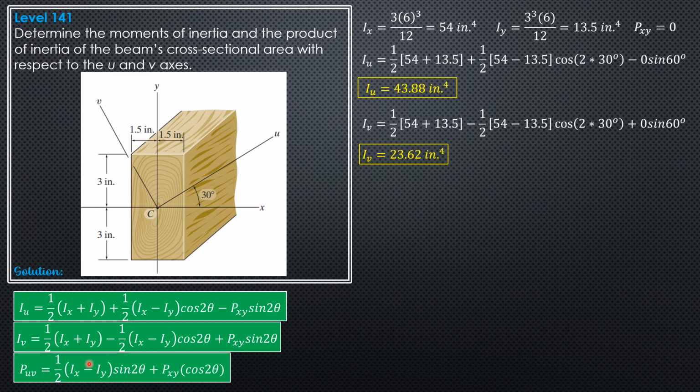Puv is 1 half of quantity 54 minus 13.5 sine of 2 times 30 degrees, or sine of 60, plus 0 cosine of 60. So Puv equals 17.54 inches to the fourth. So that's it.